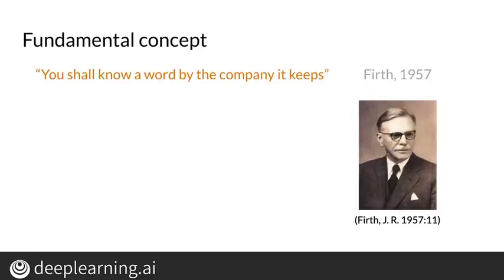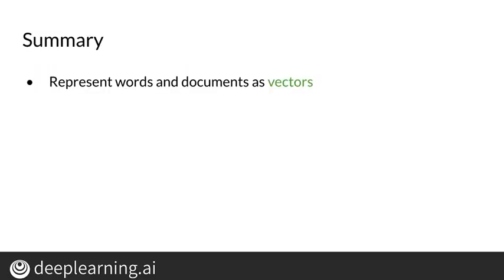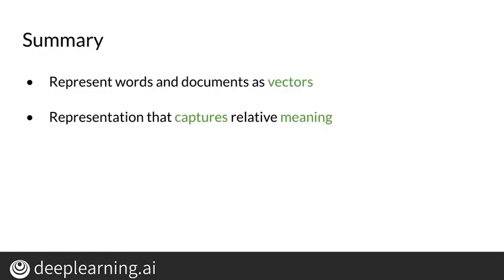As a final thought, I'd like to share with you this quote from John Firth, a famous English linguist. You shall know a word by the company it keeps. This is one of the most fundamental concepts in NLP. When using vector space models, the way that representations are made is by identifying the context around each word in the text, and this captures the relative meaning. To recap, vector space models allow you to represent words and documents as vectors. This captures the relative meaning.